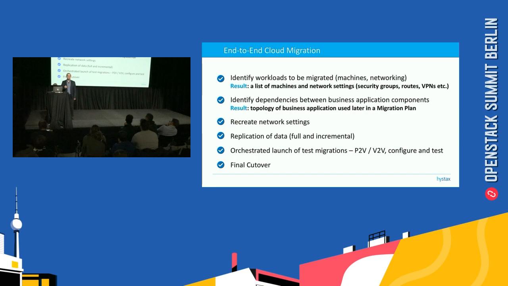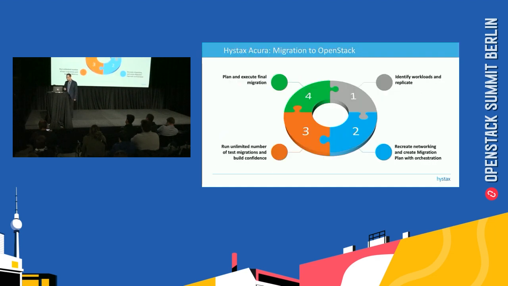When you have the replicas, full or incrementals, on the target platform on OpenStack, at that very moment you need to be able to test how the migration works. The best way is an orchestrated launch of a test migration. You have all the disks and all the network settings on the target side, and in an orchestrated way, either by some script or by a Heat template or manually, you launch the different components of business applications one by one. And the final step, when you are sure that the migration would work correctly, there are no issues with the test migration, no issues with performance, stability, et cetera, you just plan and execute the final migration, the final cutover.